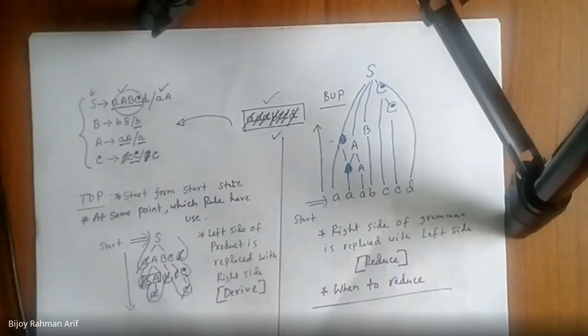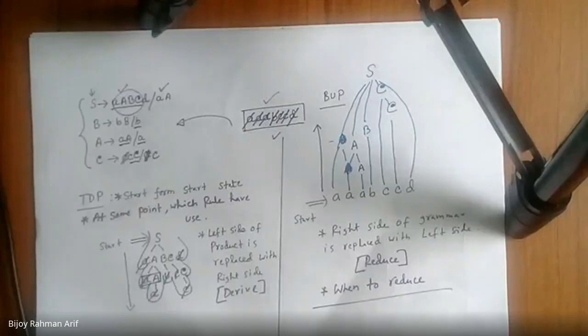What is happening in the bottom up parser? Is it actually LMD? It starts from the string, right? Yes, I have started from the string, but there is something there. It is also related to some sort of derivation. What type of derivation?